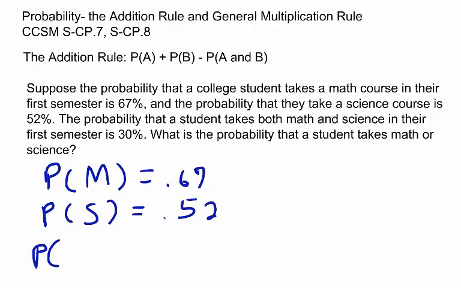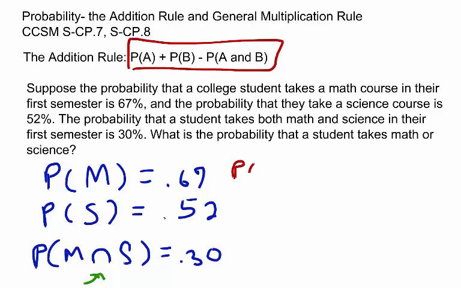The probability that the student takes math and science, and here, instead of writing the word and, I'm using this symbol, which we use to represent the intersection of the sets math and science. The probability of math and science is equal to 30%, or 0.30. So to determine the probability of math or science, we apply our addition rule.